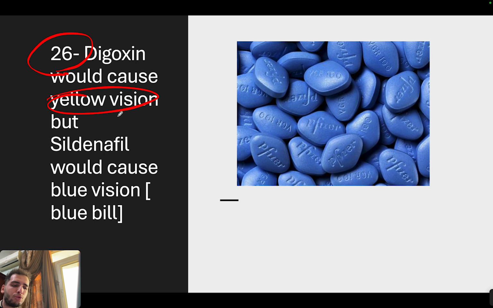It can also cause GI symptoms, okay? But sildenafil would cause blue vision. And the way I remember it is that it's the blue bells. So it will cause blue vision, okay?